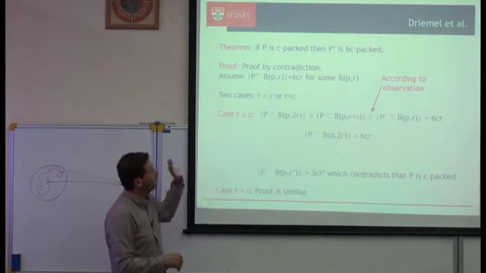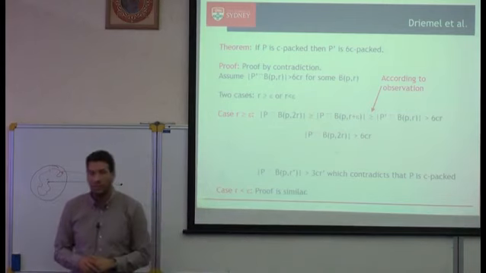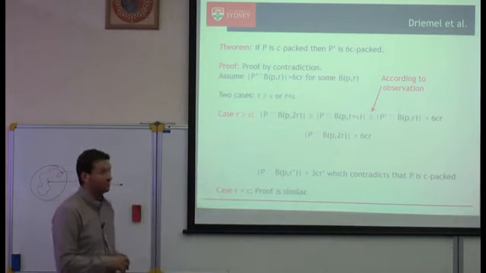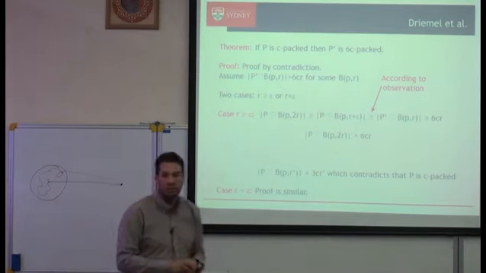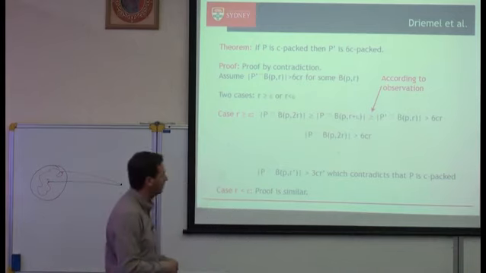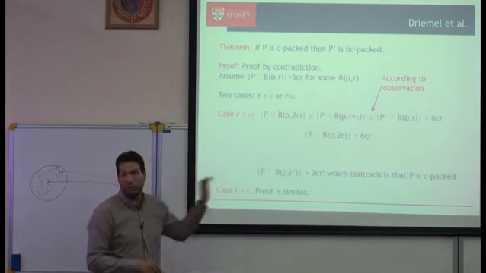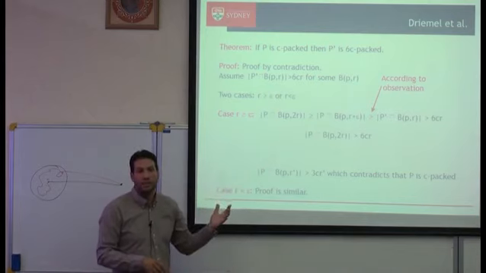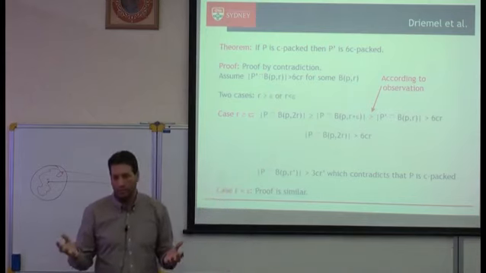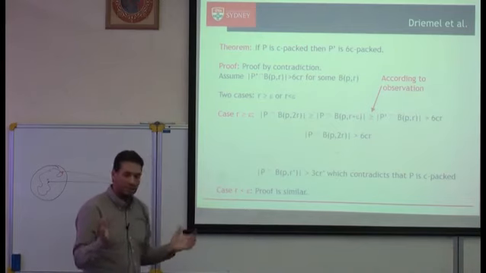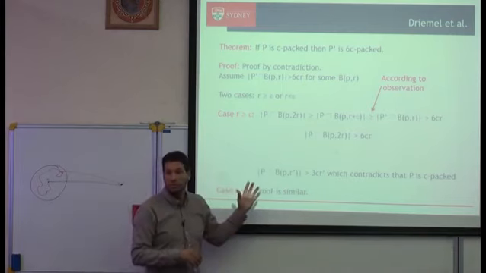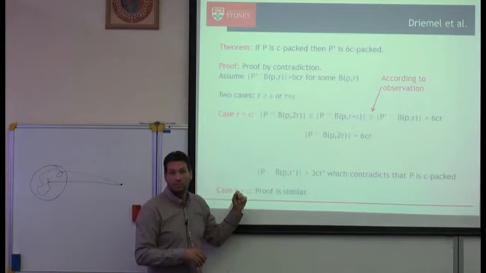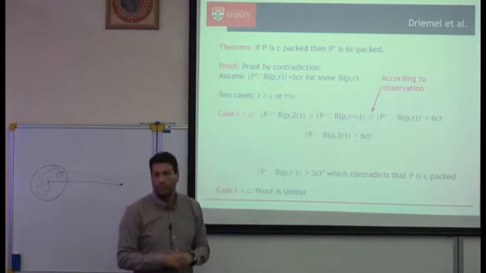So again, if the original path is C-packed, then the simplification will be 6C-packed, which is very useful if you assume that you have some kind of sparseness property on the path. And I should say also, Driemel et al. show this very nice result saying that if two paths are C-packed, then you can compute a 1 plus epsilon approximation of the Fréchet distance in n log n time. Which is a very nice result.